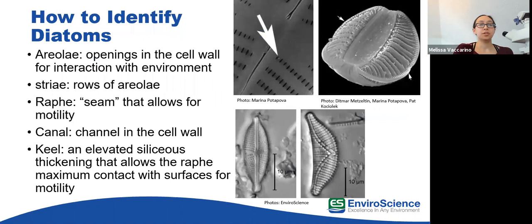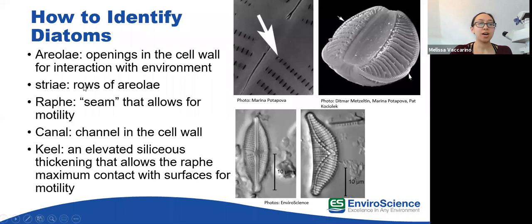So some morphological features we should know before we try to identify what diatom we have. The areolae are these small openings in the silica cell wall, and they allow for interaction with the environment. So they can interact with the water and any ions or nutrients that might be in the water. Striae are rows of areolae.